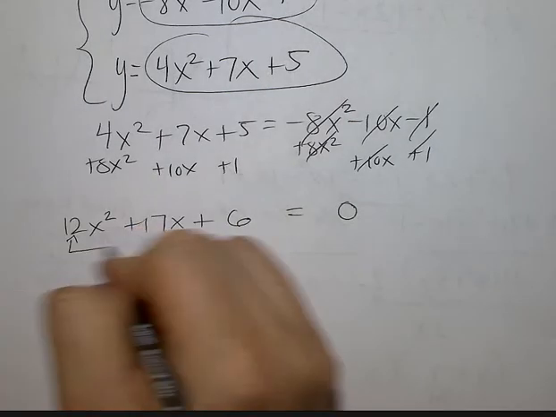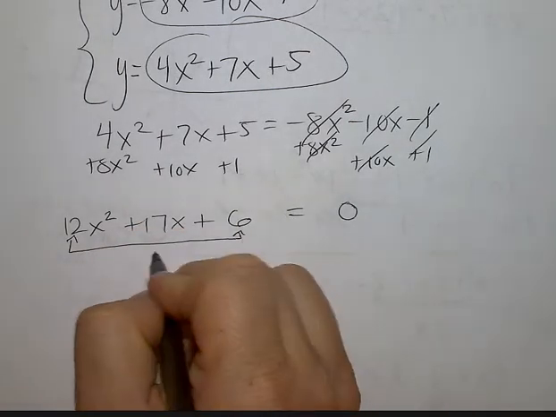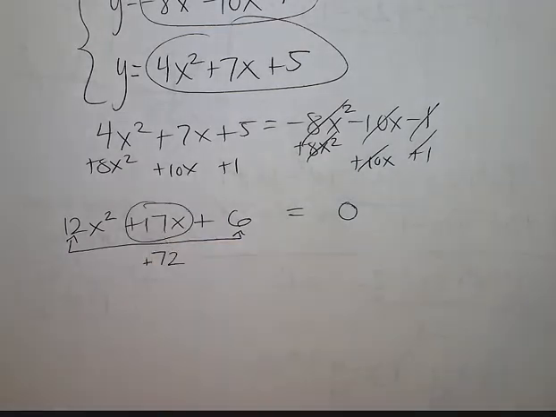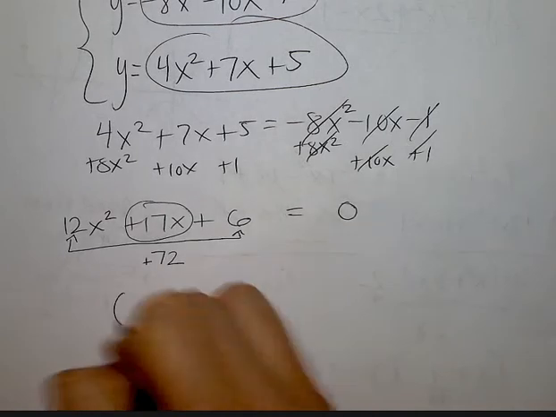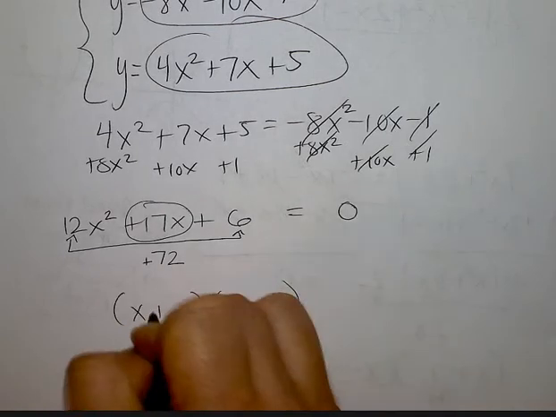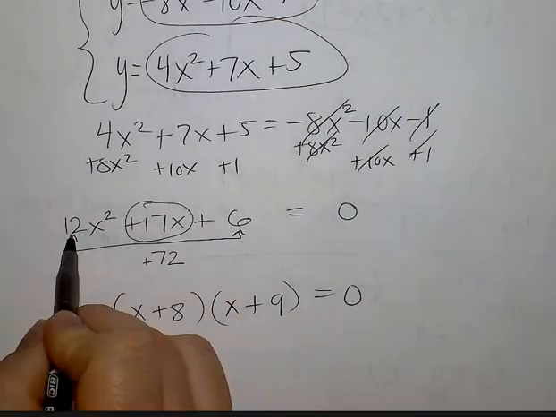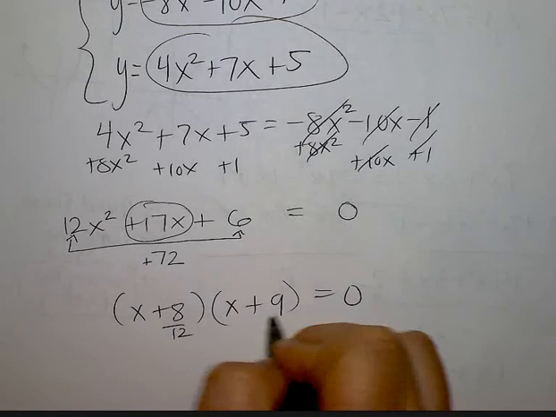So 12 times 6. 12 times 6 is positive 72. Can you think of two terms that multiply to give you 72 and combine to give you 17? What about 8 and 9? Yes? Take the leading coefficient, which is different than 1, and place it underneath both numbers.